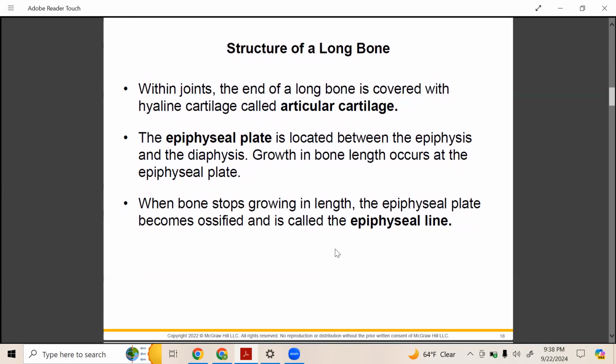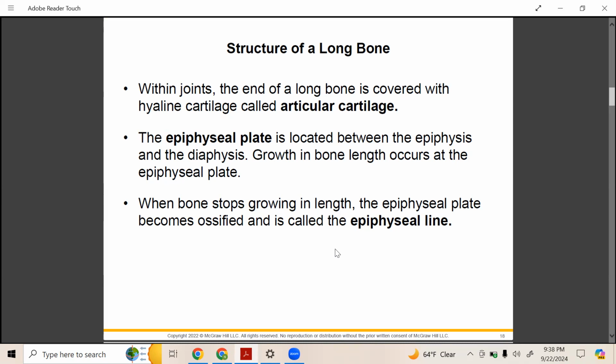So within our joint, that epiphysis, or the end of our long bones, is going to be covered by hyaline cartilage, which is why we also call it articular cartilage. Another term that you probably haven't heard stated this way is our epiphyseal plate, which is located between our epiphysis and diaphysis. What most of you will know it as is our growth plate. So our growth plate is the epiphyseal plate, and this is where growth in our bones actually occurs in terms of lengthening.